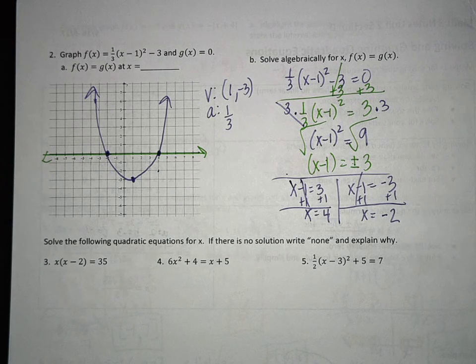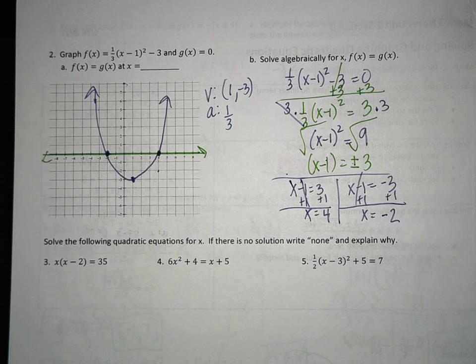All right, any other questions? But the A value still tells us that we know it's going up and we know it's going to be wide. The fraction is reminding us, okay, we know it's going to be a wider graph. So the A value still helps us that way.